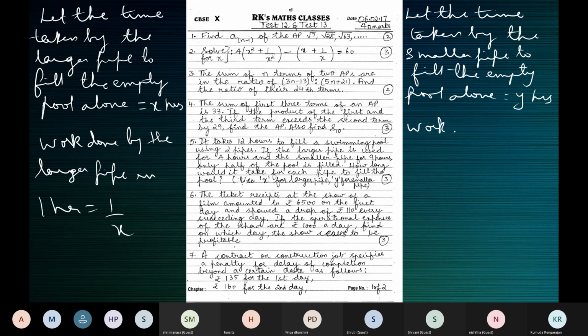Work done by the smaller pipe in 1 hour is equal to 1 by Y. So together, the smaller pipe and the larger pipe's 1 hour's work will be 1 by X plus 1 by Y. Write down so far.